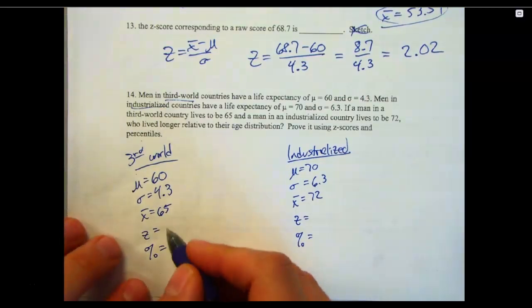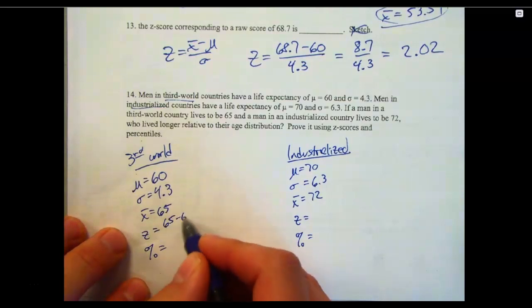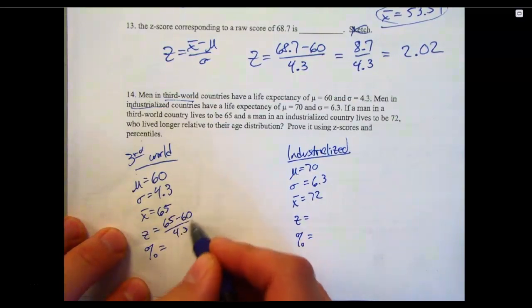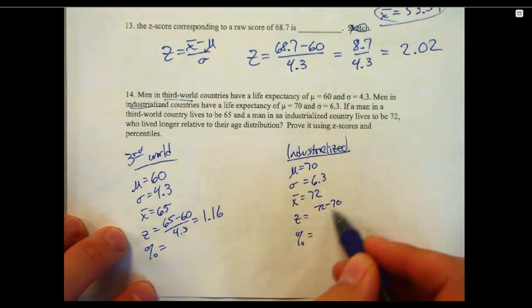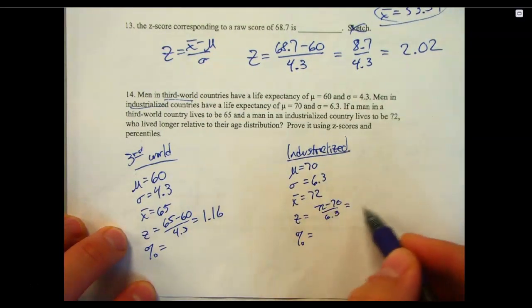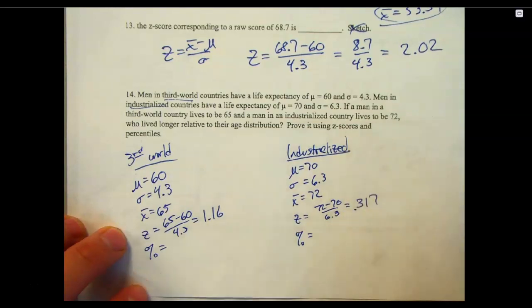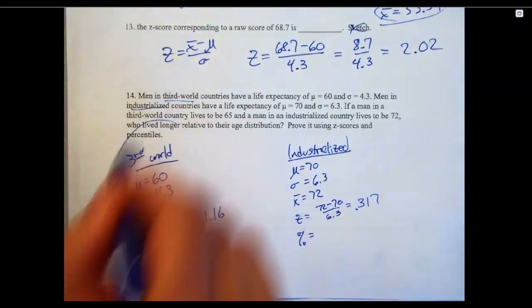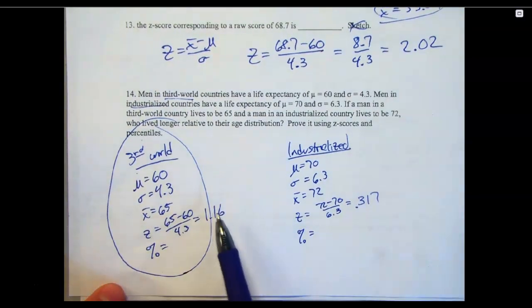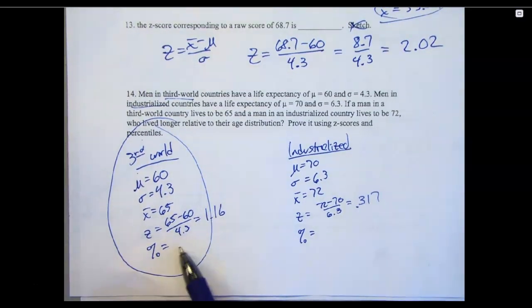So your z-score for the first one, I'll just write it down, z is 1.16. So the third world person lived longer relative to expectations because they have a higher z-score. They're further above the mean. I do have to find the percentile still.